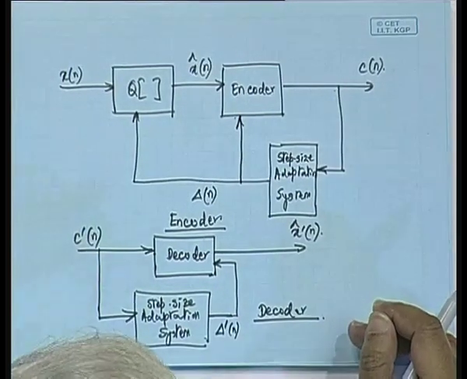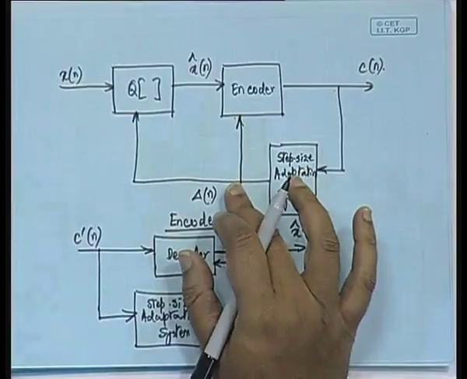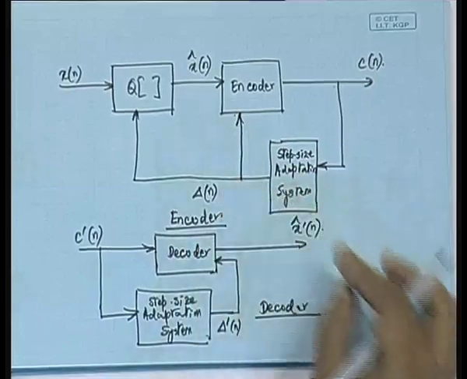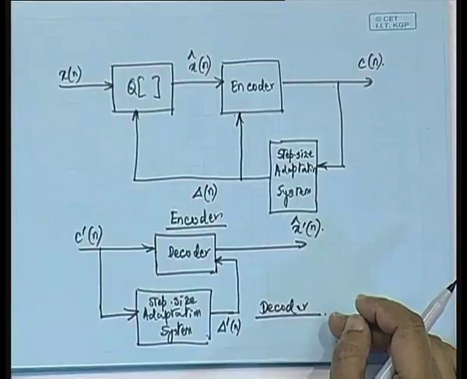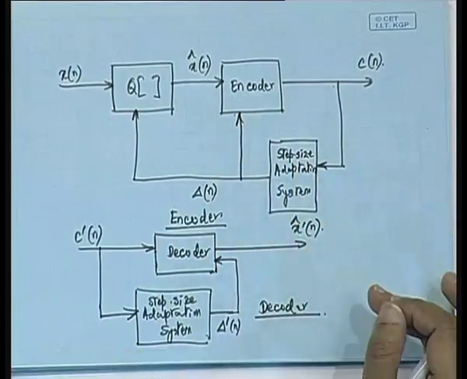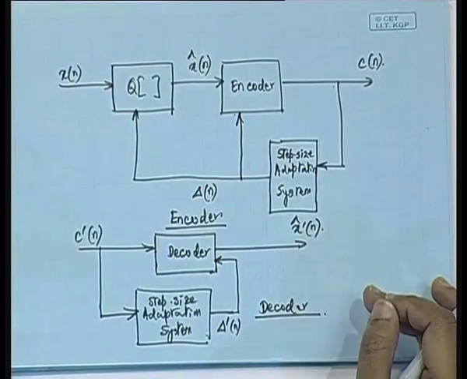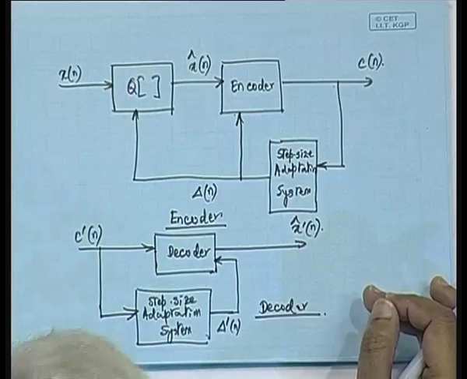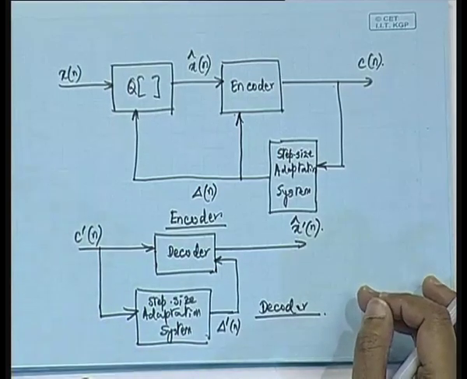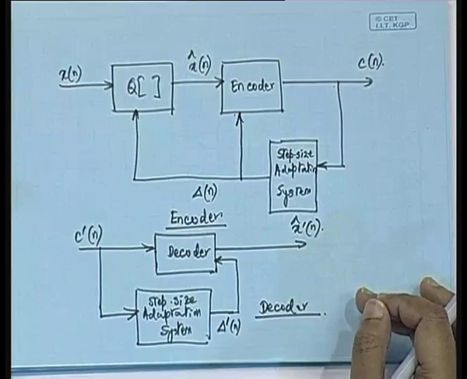We now know the advantage and disadvantage. Advantage is that in this case also you see that there is no need to transmit delta n into the channel, and disadvantage wise again the step size adaptation system will be more sensitive to error, okay, unlike what we would have got in case of the feed forward adaptation, right.